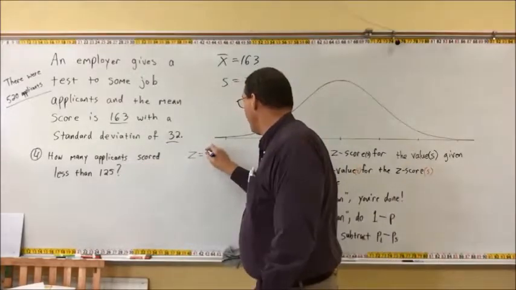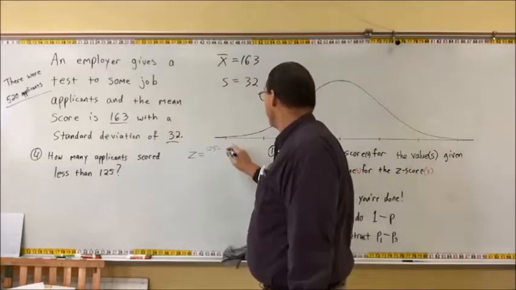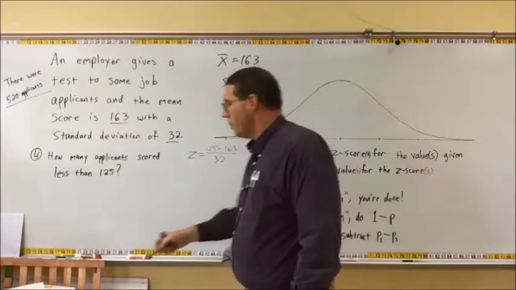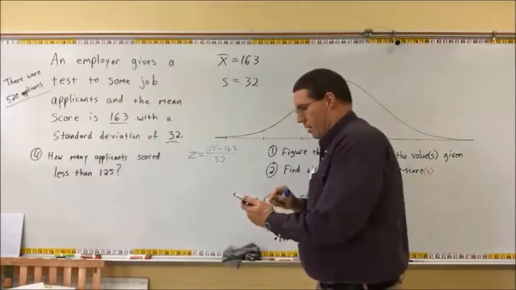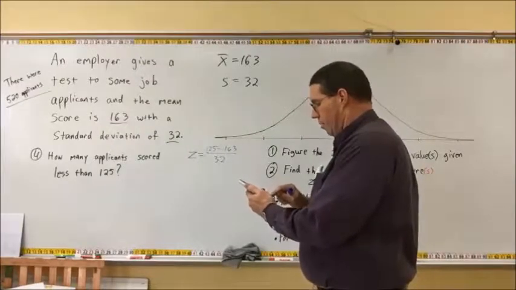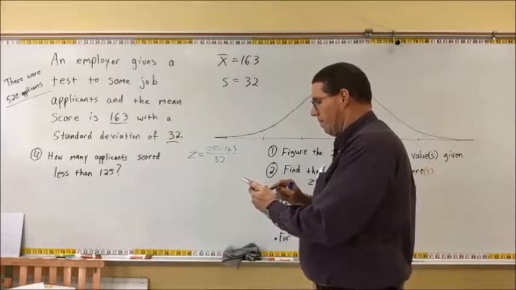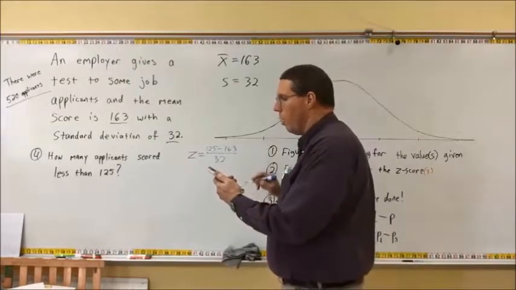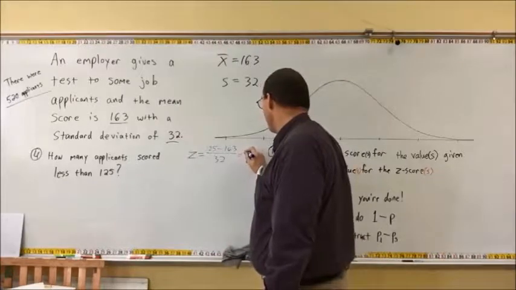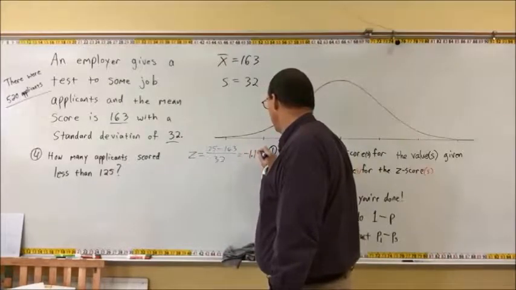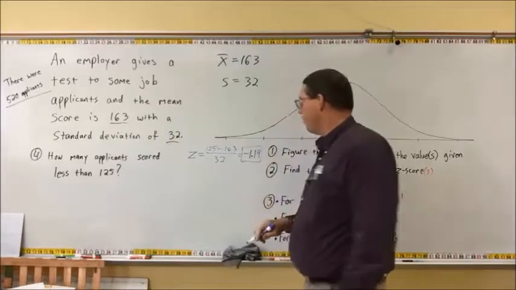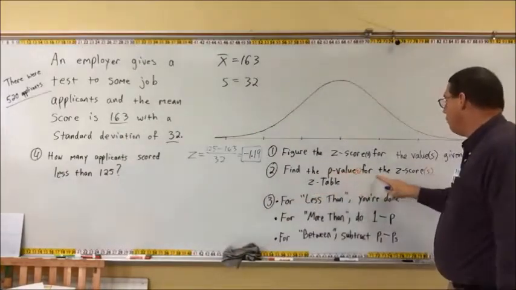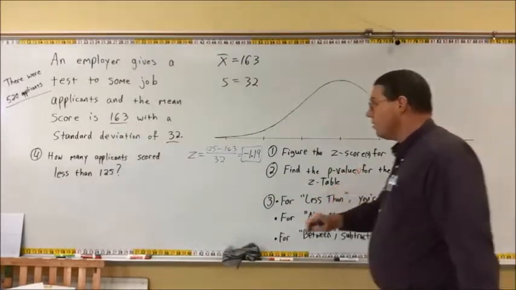The number is 125. The mean is 163, divided by the standard deviation 32. So we have to do that in a calculator. We're going to go 125 minus 163, enter, we get negative 38, divided by 32 gives us negative 1.19. So our z-score is negative 1.19, okay? Negative 1.19.